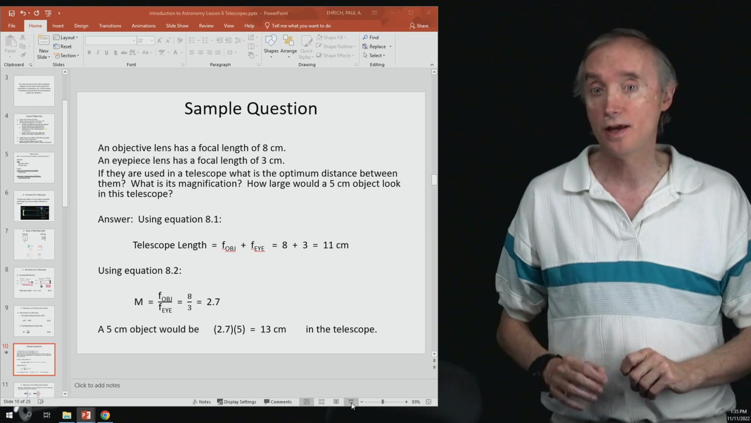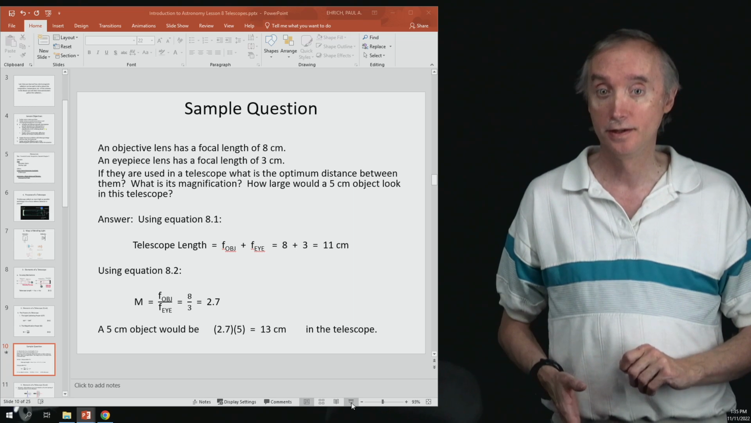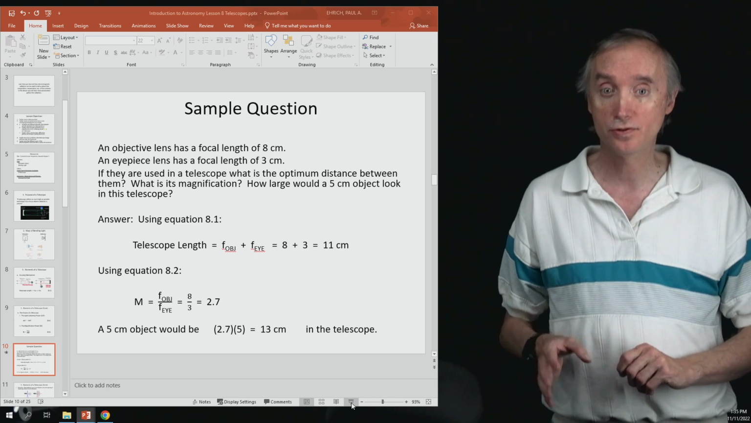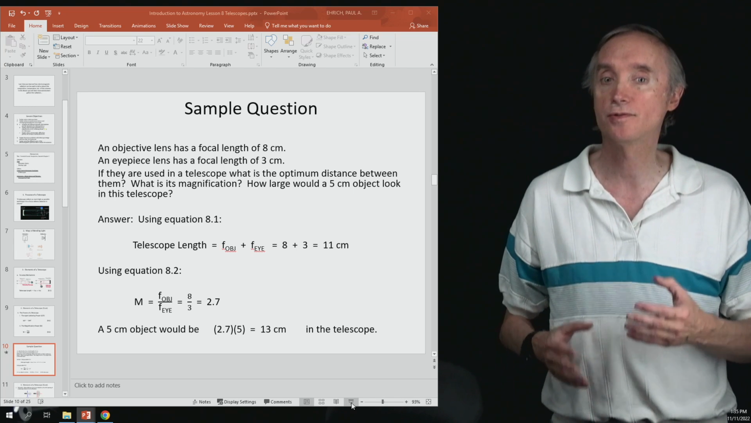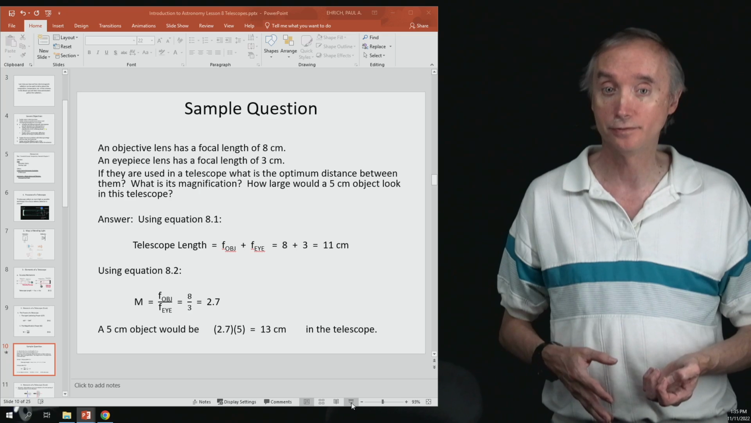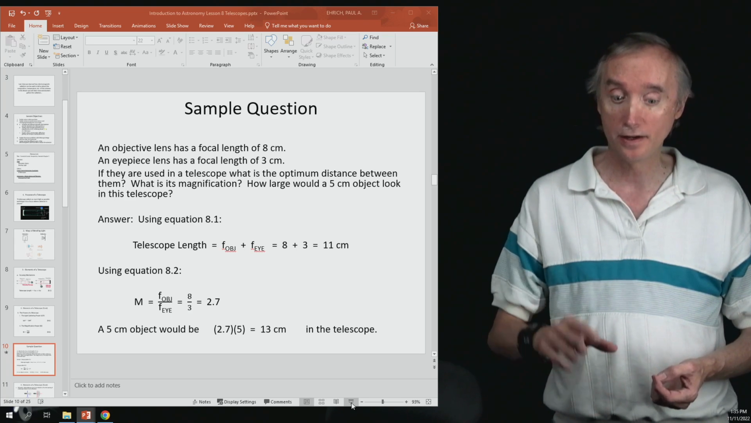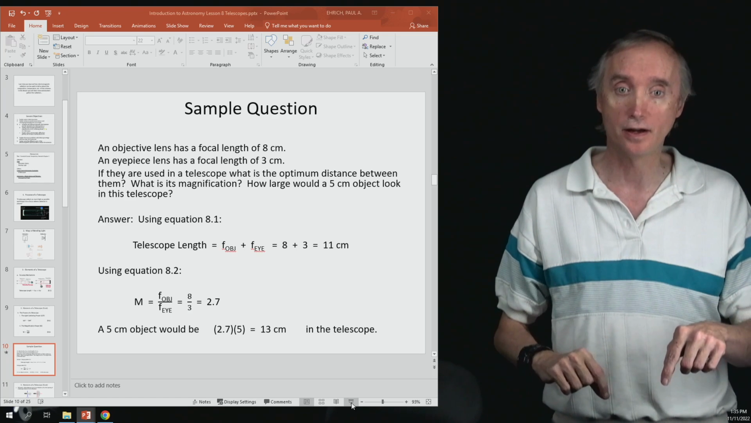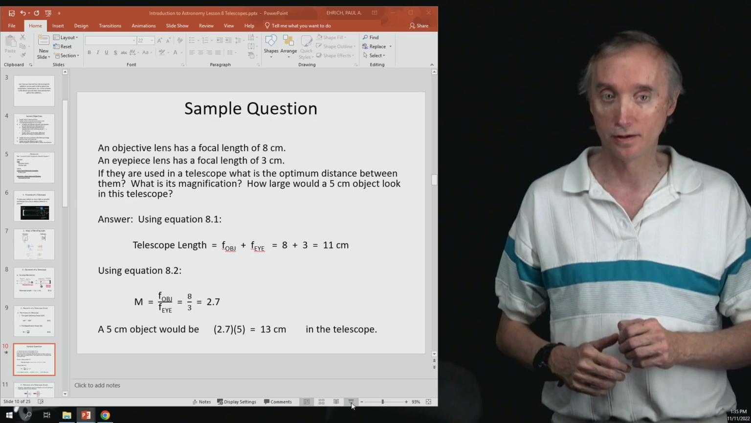Then using equation 8.2, we're going to find the magnification of the telescope. That's the focal length of the objective divided by the focal length of the eyepiece, and that's going to be 2.7. Now notice it doesn't have any units, so it's just plain old 2.7. So an object that is originally 5 centimeters tall would be 2.7 times 5, so it would look like it's 13 centimeters tall when you look at it through the telescope.